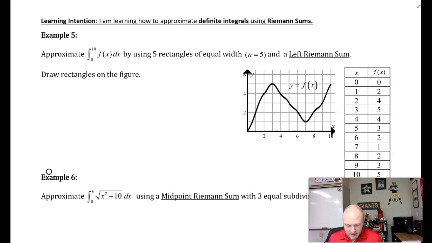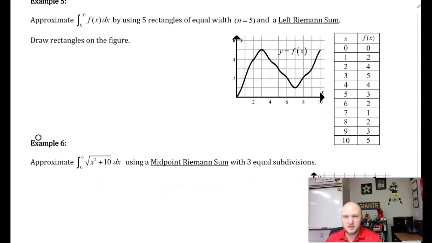Example number 5 says approximate the integral from 0 to 10 of f of x dx by using 5 rectangles of equal width, n equals 5, and a left Riemann sum. Draw the rectangles on the figure. So we want to use 5 rectangles.